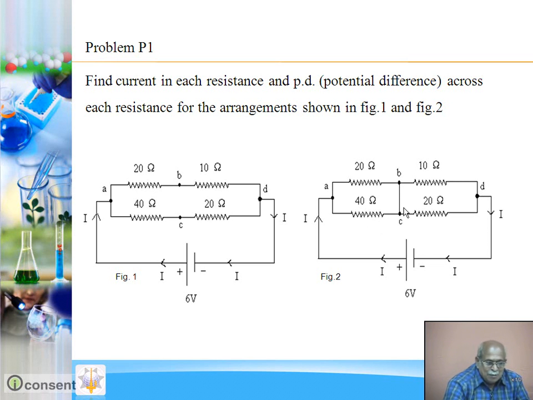Other way, figure 2 is same as figure 1. In figure 2, current between B and C is 0. And because current between B and C is 0, we can remove branch BC. That gives figure 1. If we remove branch BC, we get figure 1. And if I do that, currents and voltage anywhere in the circuit is not affected.